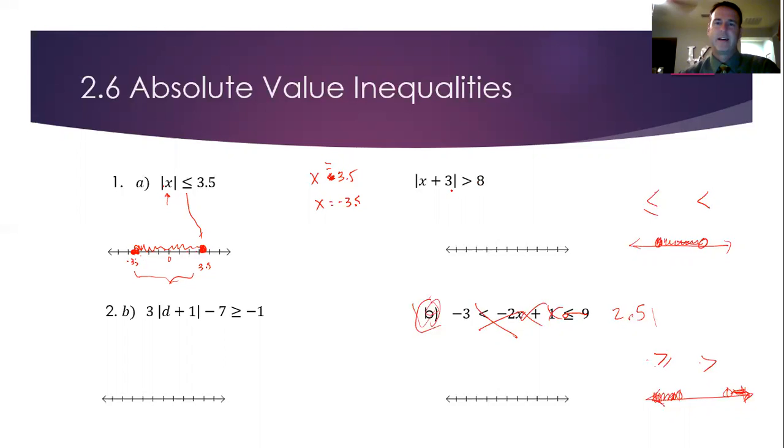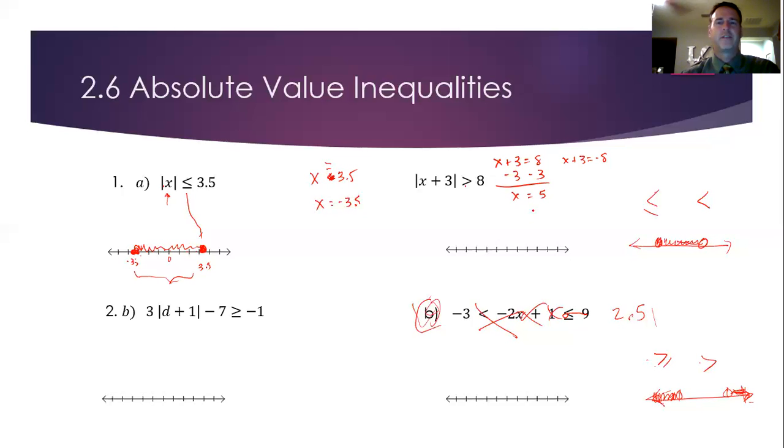Cool. Awesome. Now, if it goes the other way, it means you're going to shade the outsides once you find those points. So here's what I got: x plus 3 is equal to 8, and x plus 3 is equal to negative 8. Don't subtract the 3 until you break it up into 2 parts. All right, so we will do that now.